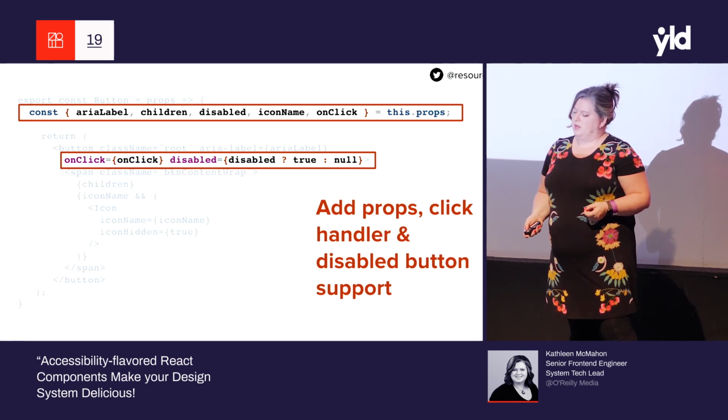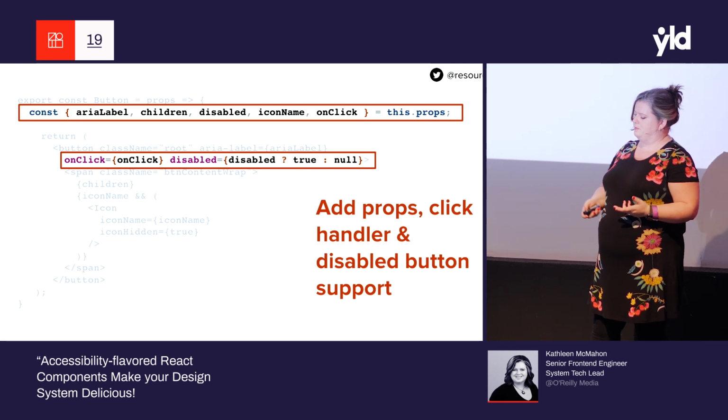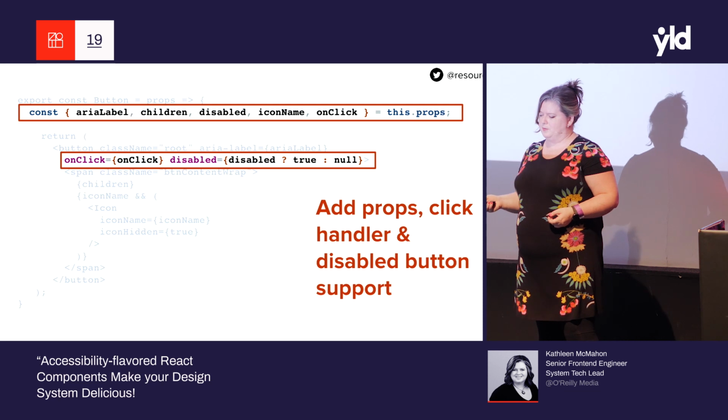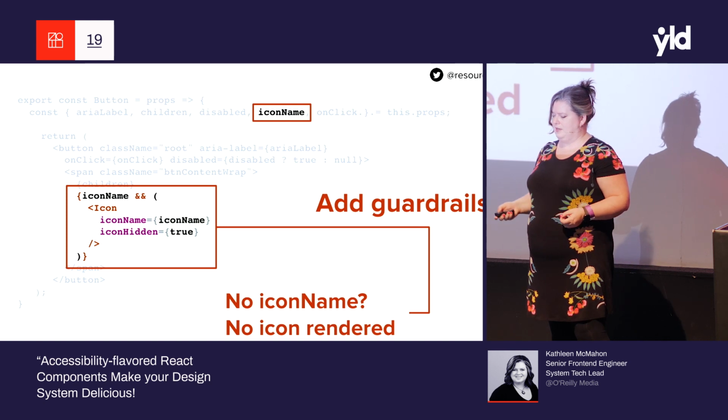We're going to add some props, and we're going to add some click handler support, and we're also, if we want to have our button to be able to have disabled properties, we're going to pass it in, use that true or null pattern here. And our one guardrail here is no icon name, no icon in that button.